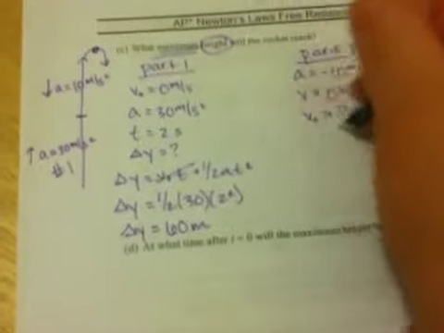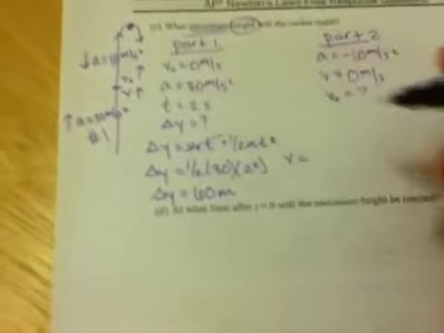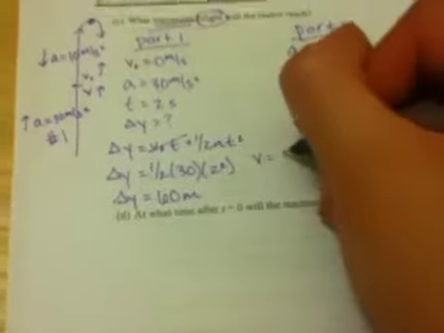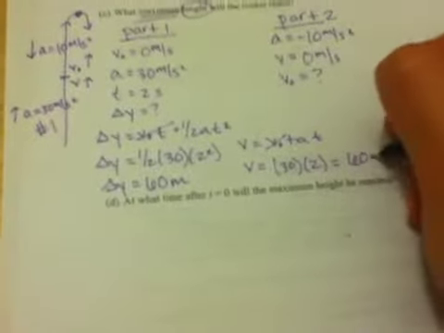The initial velocity on the second part is going to equal the final velocity of this first part. So let's find the final velocity of part 1. The final velocity is going to be v naught plus at. V naught is 0, so our final velocity is going to be 30 times 2, which is 60 meters per second. And so that means that the initial velocity over here is 60 meters per second.